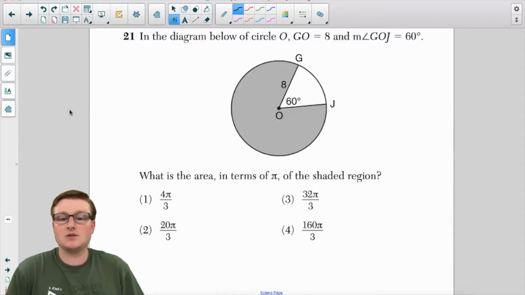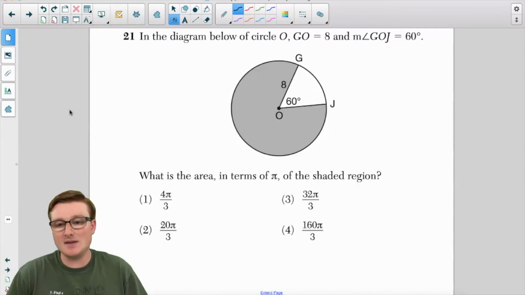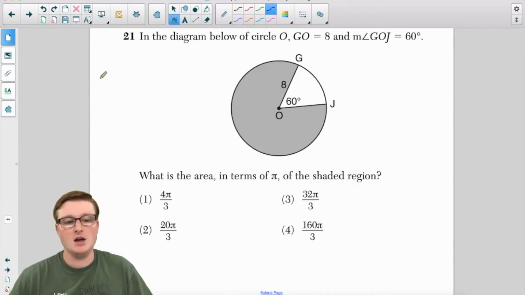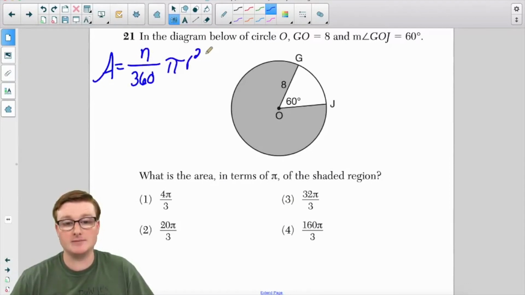In the diagram below of circle O, GO is 8, and the measure of angle GOJ is 60 degrees. What is the area in terms of pi of the shaded region? By now you should know that the area of a sector is n over 360 pi r squared. However, you need to find this angle measure because it's asking you for the shaded region.